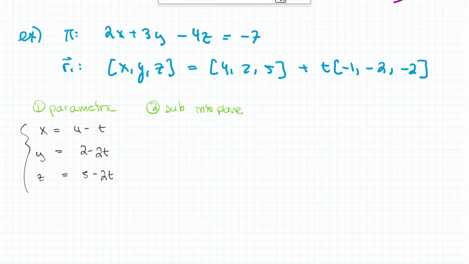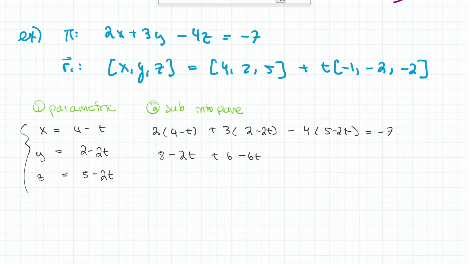Okay, so we get 2 times 4 minus t plus 3 times 2 minus 2t minus 4 times 5 minus 2t equals negative 7. And so if we expand this, we get 8 minus 2t plus 6 minus 6t minus 20 plus 8t equals negative 7. And now we have negative 6 plus 0t equals negative 7, so that we have 0t equals negative 1.